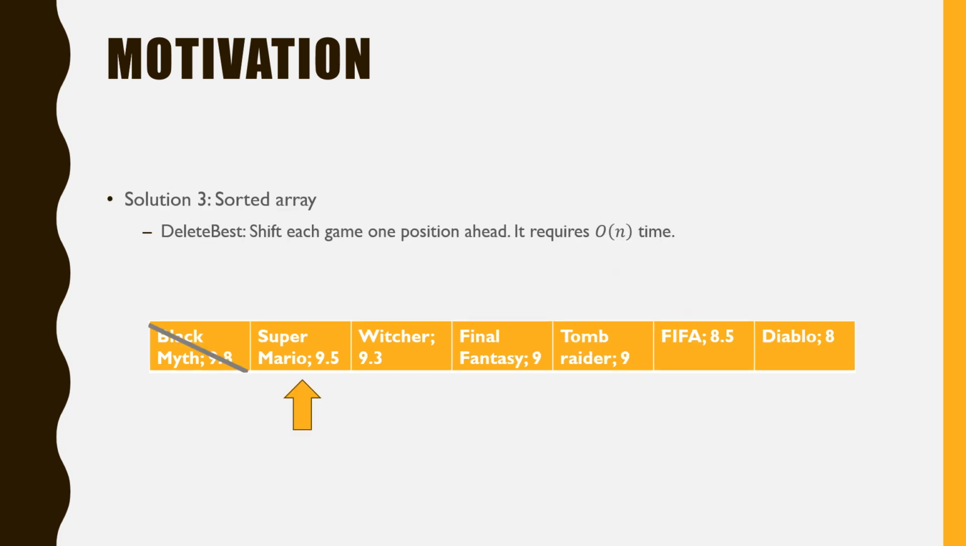To delete the best element, since it is always located at the starting index of the array, we simply update the starting index to point to the next element. For example, if we want to delete Black Myth from the array, we update the starting index of the array from 0 to 1, making Super Mario the first game in the sorted list.